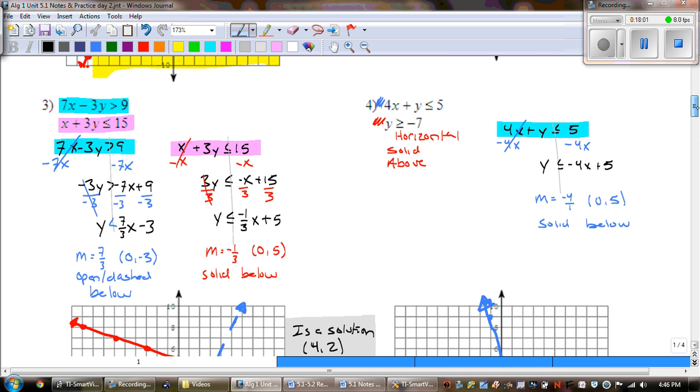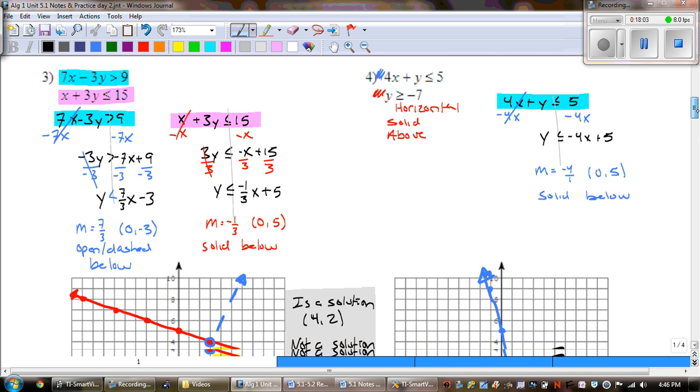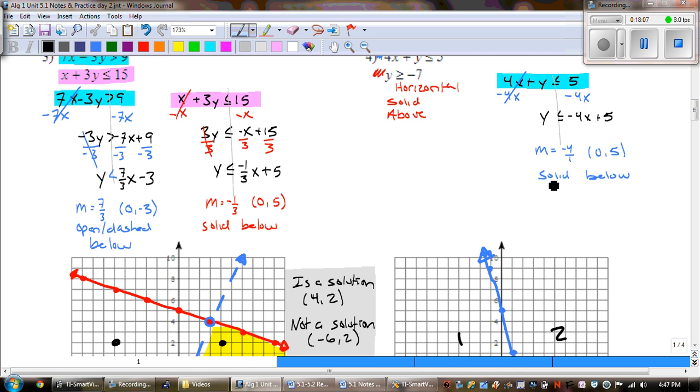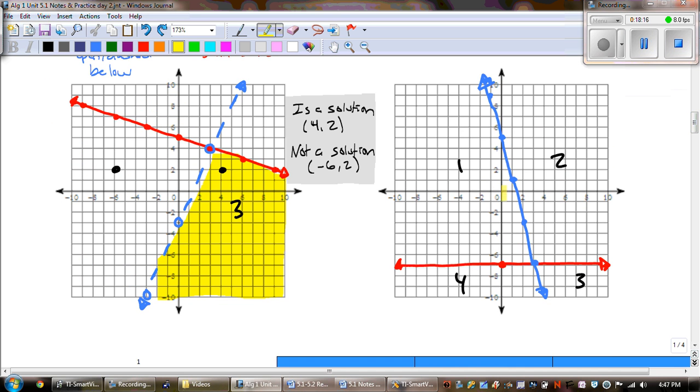Okay? So let's start with our blue line. Our blue line says that it's solid, and we have to shade below. So solid and below for the blue line, or just below is the only thing we have to worry about. So the numbers that were shaded were 1 and 4, which means I can erase 2 and 3.